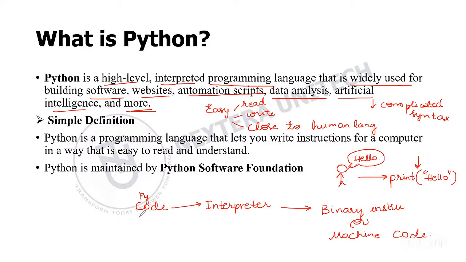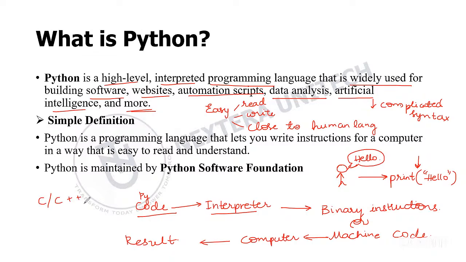So you'll write a Python code and it will go through an interpreter, and this interpreter will convert your code into machine code or binary instructions. And then these binary instructions or machine code are given to your computer, and that will be executed and it will give your result. So this way Python works. Unlike C or C++, which will compile first, Python will run line by line.